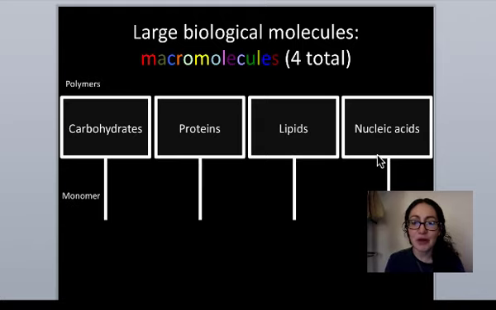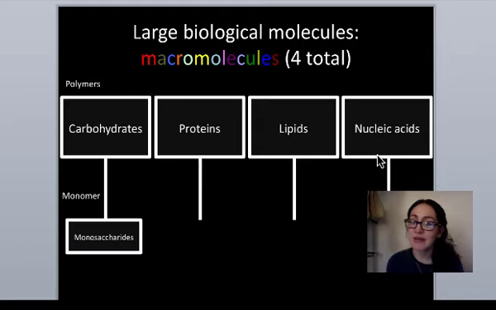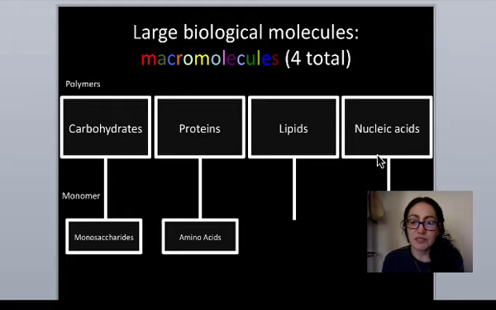And so the monomer of a carbohydrate is what's called a monosaccharide. Mono means one, so it's a single sugar that makes up the monomer of a carbohydrate. A very classic example would be glucose, which is considered a monomer. For proteins, the monomers are amino acids, and we'll talk more about this in the next video.